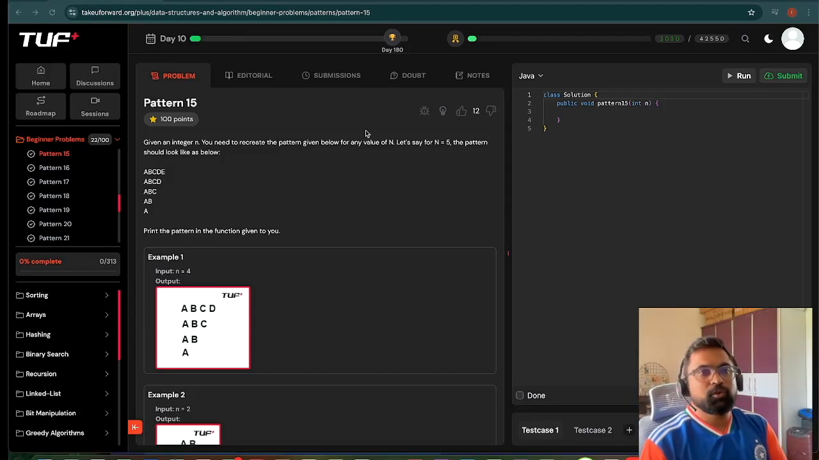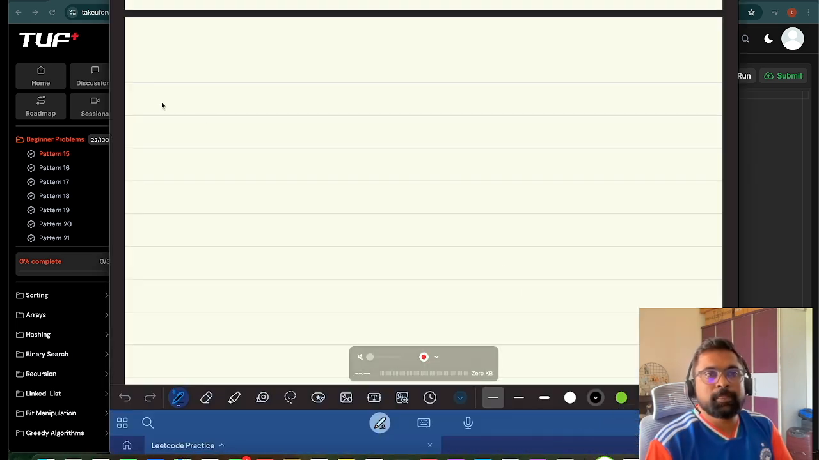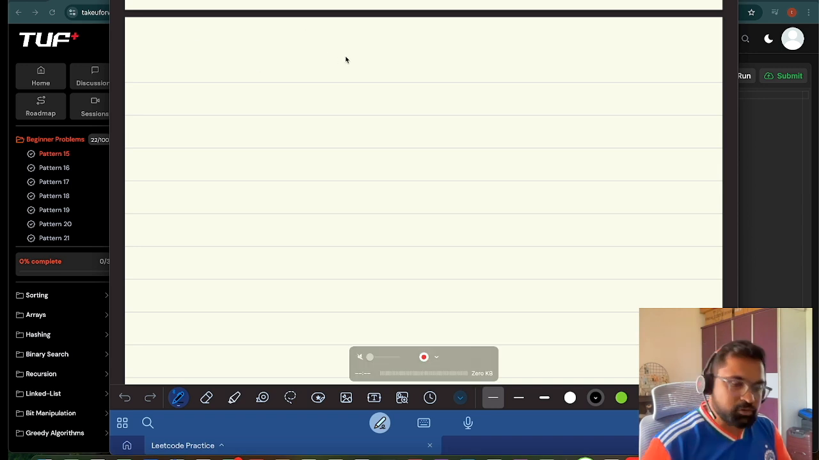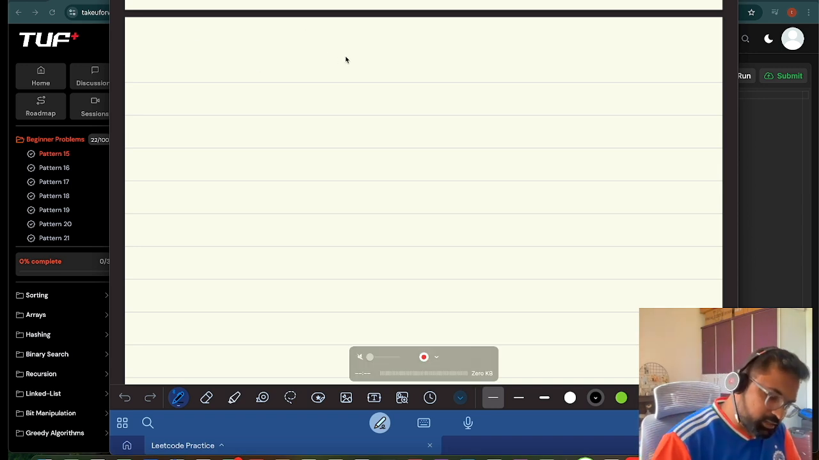So today we are going to solve pattern 15 from TUF Plus. So let's try to understand this problem. Here we are given a number n and we want to print something like this. Let's get back to the iPad. Let's try to understand the problem in detail.